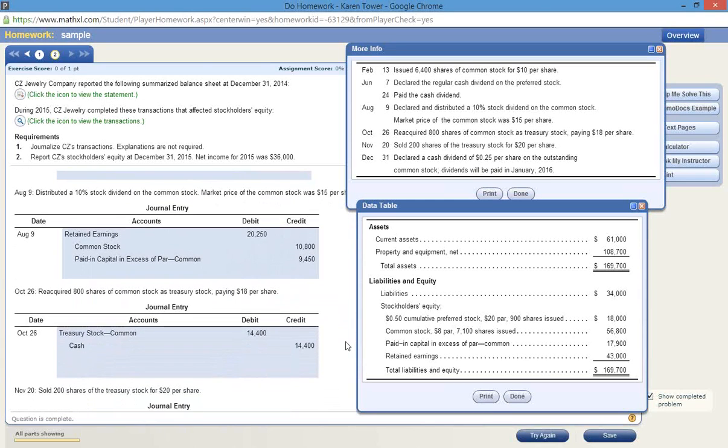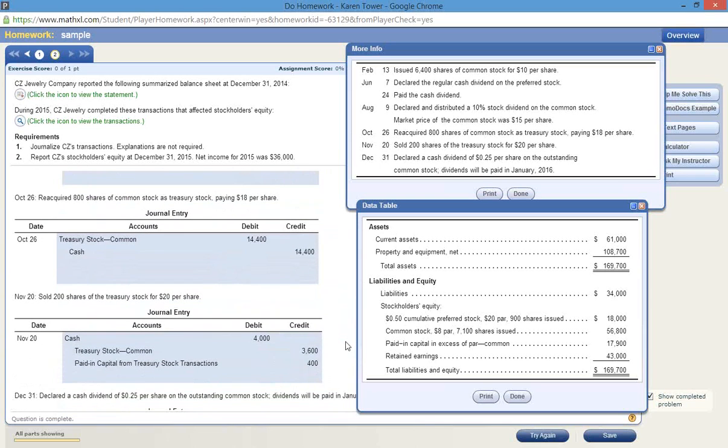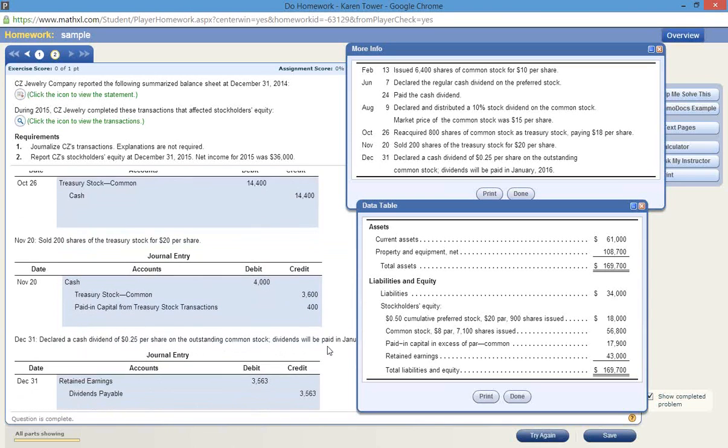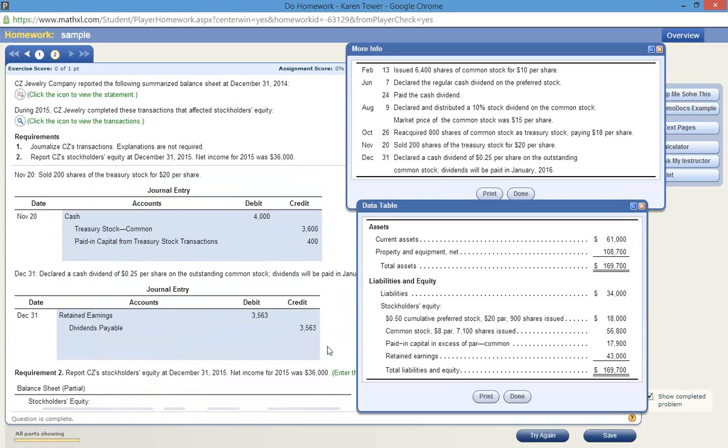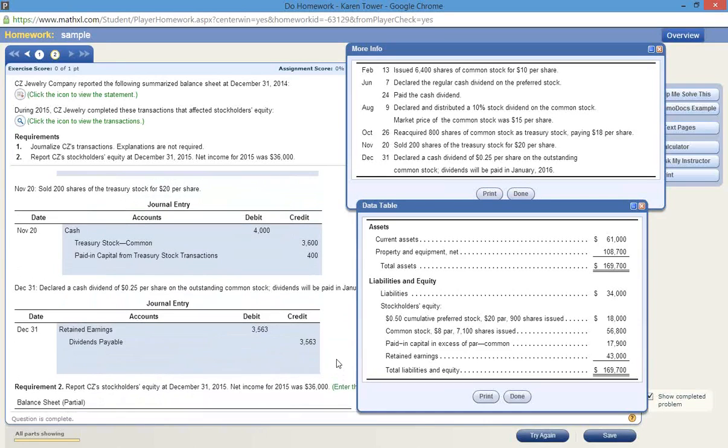We purchased back some common or Treasury stock, and then we sold some Treasury stock at more than what we paid for it. We declared a 25-cent dividend on the outstanding shares of common stock. So for this one, we have to, actually, I can't get my page to open like I want it to.